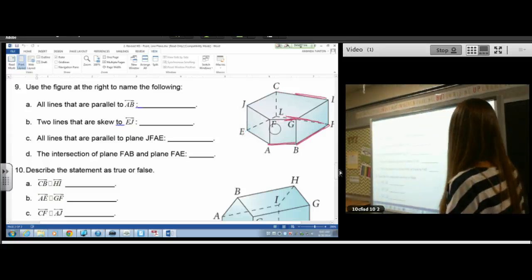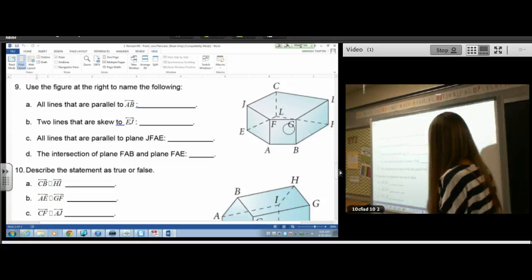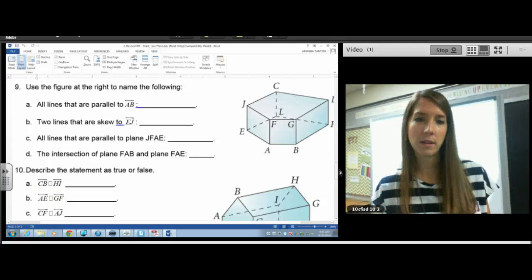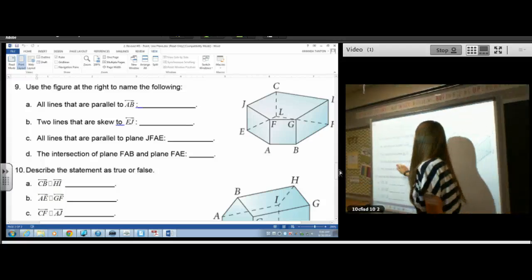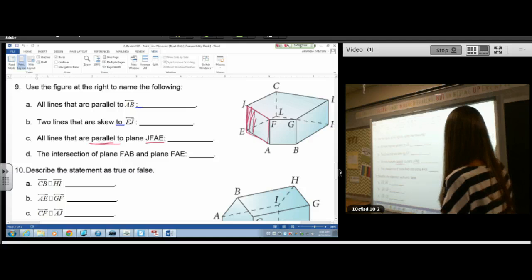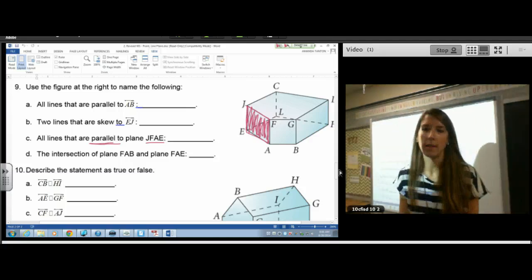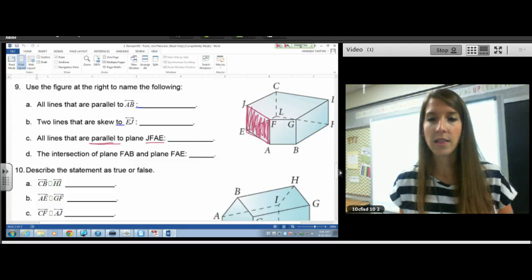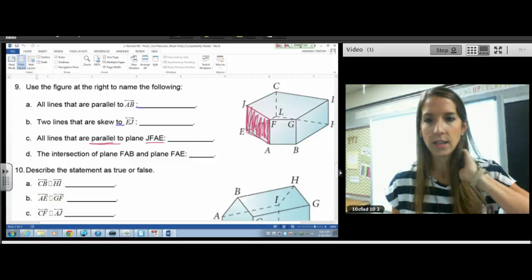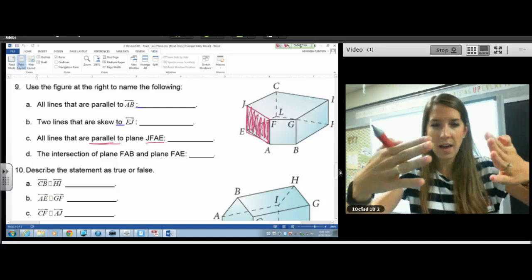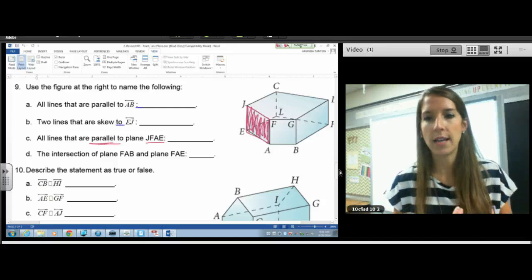9C. This one is interesting because we haven't talked about this very often, about when a line is parallel to a plane. We talk about planes being parallel to planes or lines being parallel to lines, but this one asks all lines that are parallel to plane GFAE. Let's remember what parallel means. Parallel means that they are coplanar and they do not intersect. So I need to find lines that are not going to intersect GFAE. Lines that will never ever, if you extend that figure and you keep going, intersect GFAE.